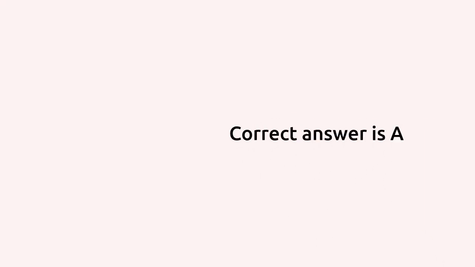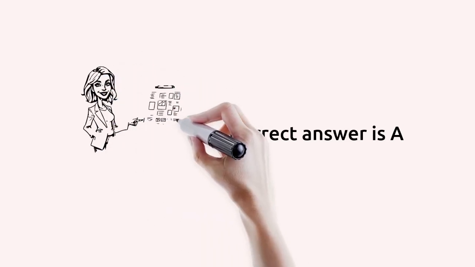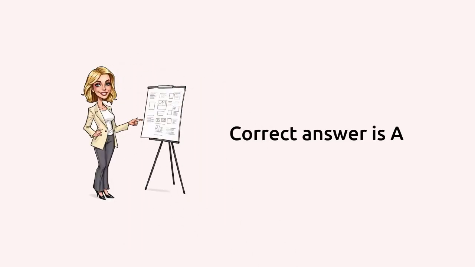The correct answer is A. The Generally Accepted Privacy Principles, or GAPP. GAPP provides a comprehensive, internationally recognized framework specifically for managing and protecting PII across different jurisdictions. Here's why the others are not the best fit. ISO 27018 is important, but is more specific to cloud providers. GDPR is a binding regulation, but it's region-specific to the EU. And PCI DSS is focused solely on payment card data, not general PII.